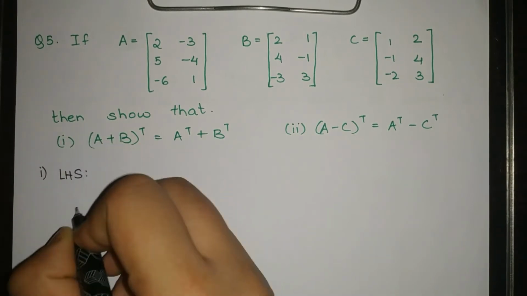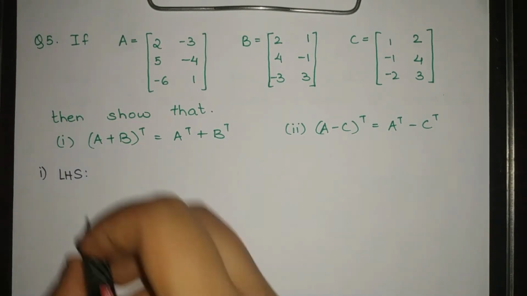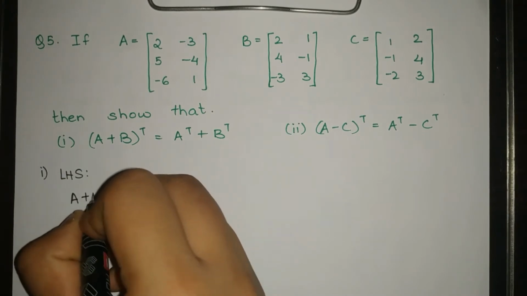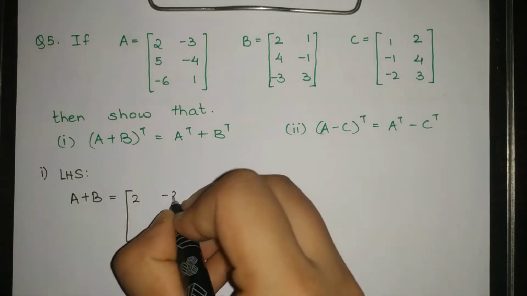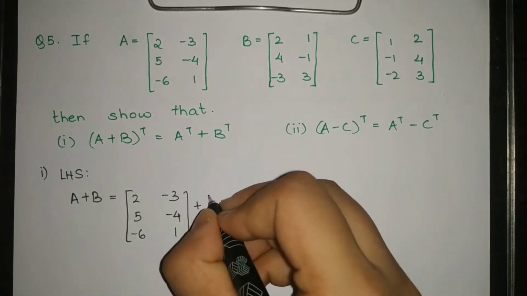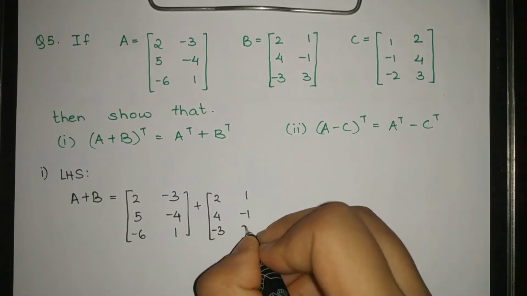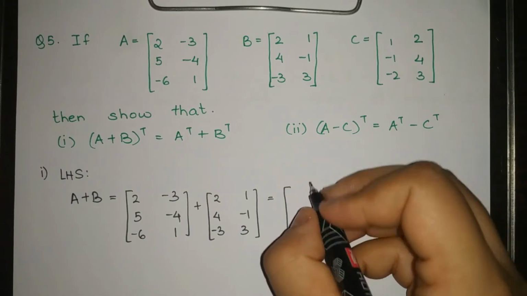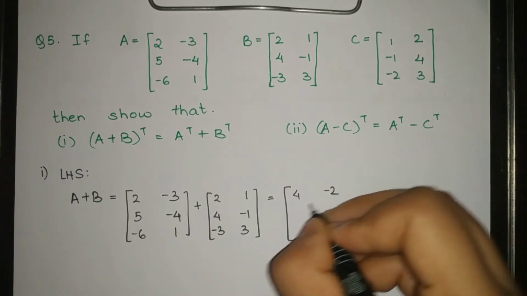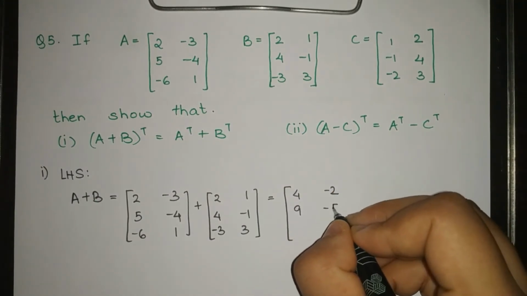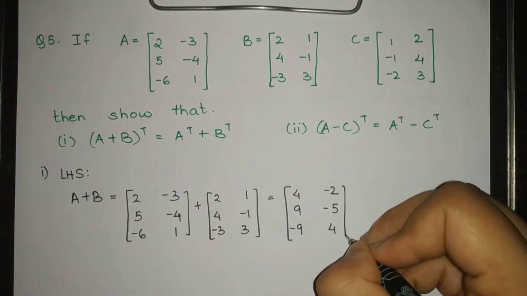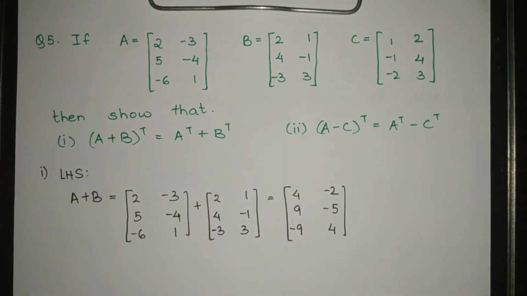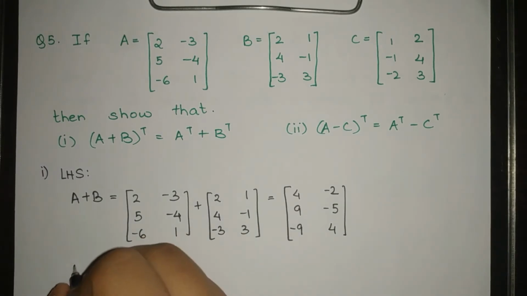So we want to find (A plus B) the whole transpose. For this, first we will have to do A plus B. So first I'll write down these matrices, which is equal to 4 minus 2, 9 minus 5, then we have minus 9 and we have 4. Okay, we added the corresponding elements. Now we have to take its transpose.